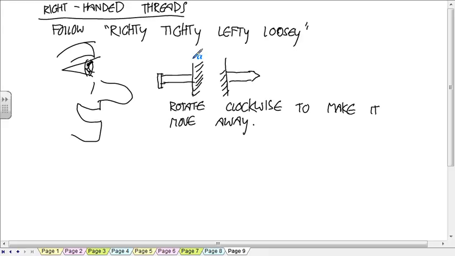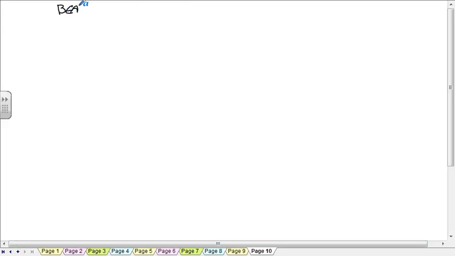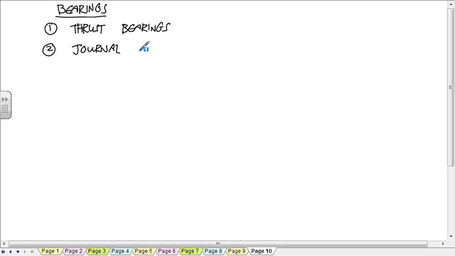So the next thing is bearings. We're going to go on to bearings. And there are two types of bearings that we're going to deal with: thrust bearings and journal bearings. I guess I'll start with thrust bearings.